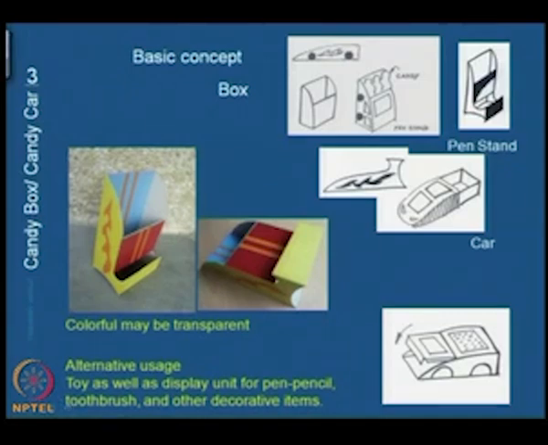Another item was the candy box, the candy car. The boxes will be made in such a manner that after use, they can be used as a paper pencil keeping box, or as a cart type of thing. Here it may be colorful or transparent. The basic concept was the box. Alternative usage, toy as well as display unit for pen and pencil keeping, toothbrush keeping and other decorative items.